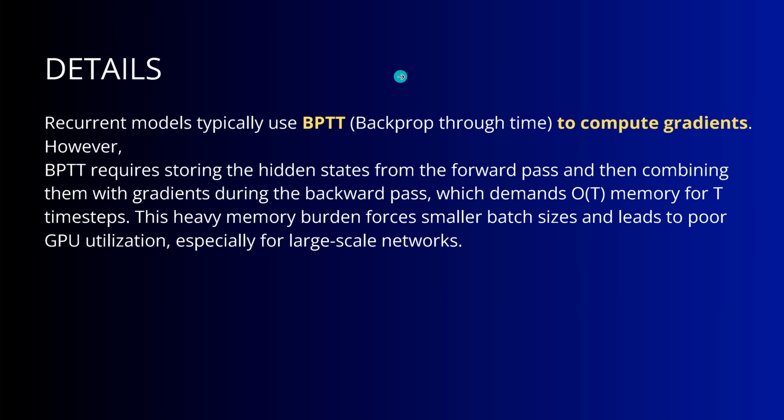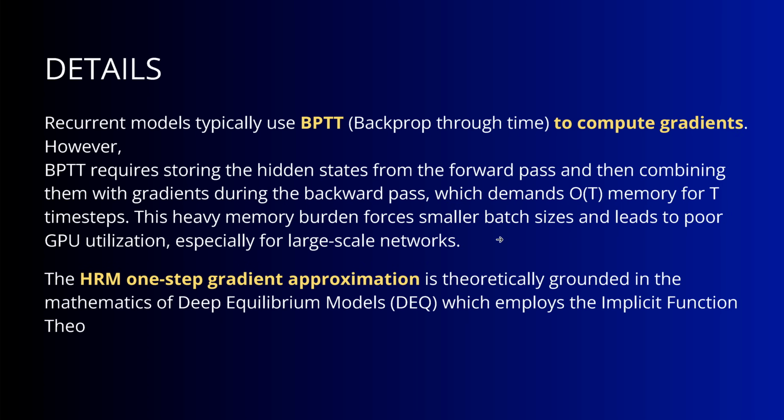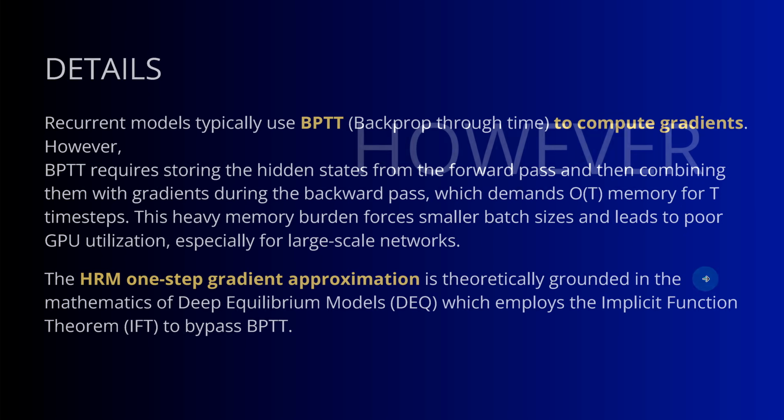Well, the problem is now, of course, in the implementation, because our recurrent models typically use BPTT, the backpropagation through time, to compute the gradients. And this is everything else than an easy forward task. Now, there's a trick, I would call it, that in our new HRM model, we have a one-step gradient approximation. Mathematically, they derived it from a deep equilibrium model, which employs the implicit function theorem to bypass this. But if you're interested, you'll find all the mathematical formulas in the paper.